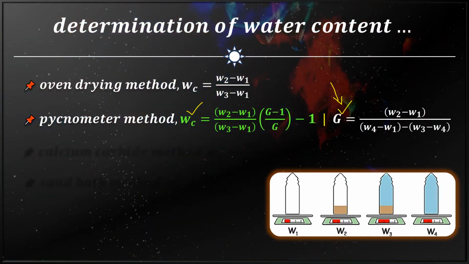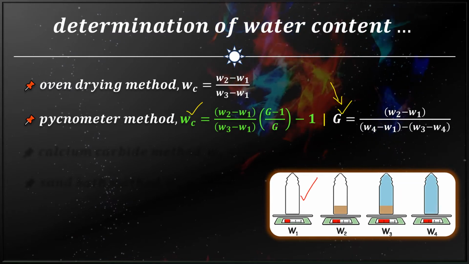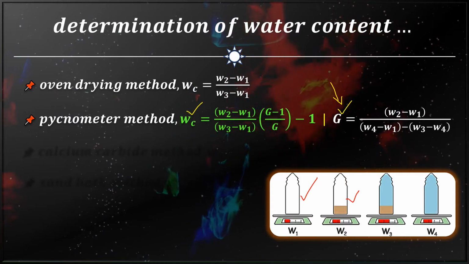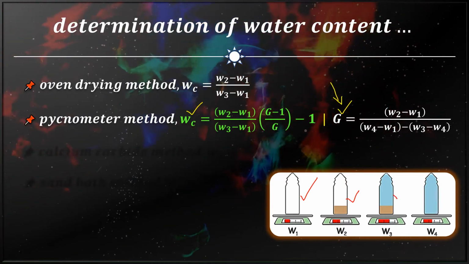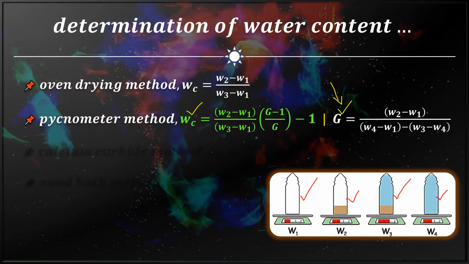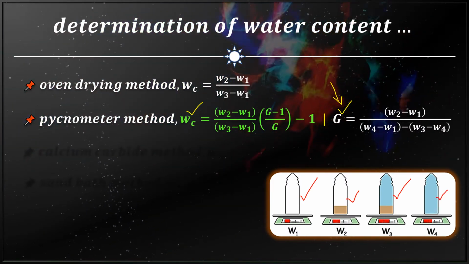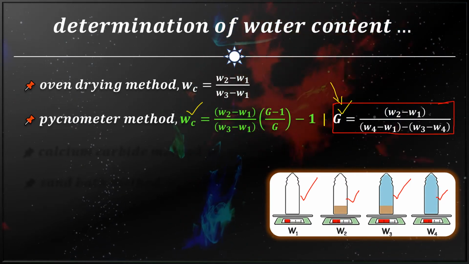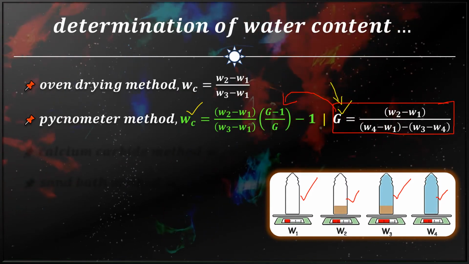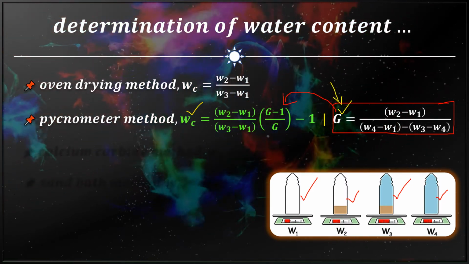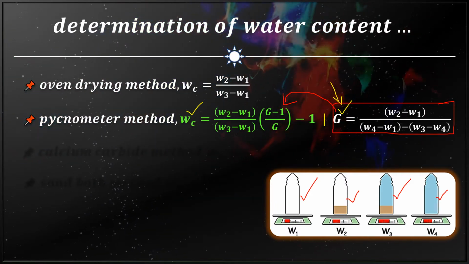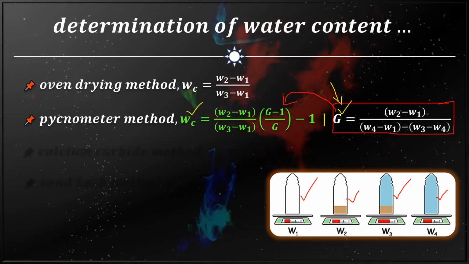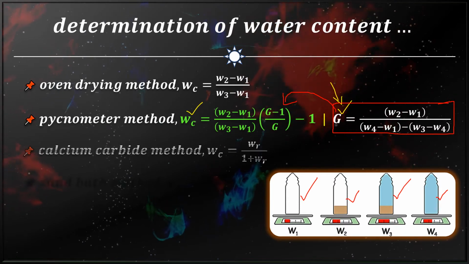So W1 is simply the weight of container, and W2 is the weight of container as well as soil mass, and W3 is the weight of container, water and the soil mass, all three together, and W4 is the weight of container and water only. By using this relation we can get the answer for specific gravity, and by using this specific gravity value in this equation we can get the answer for water content. So WC is equal to (W2 minus W1) divided by (W3 minus W1) into (G minus 1) by (G). And this is an important method regarding the determination of water content and specific gravity.